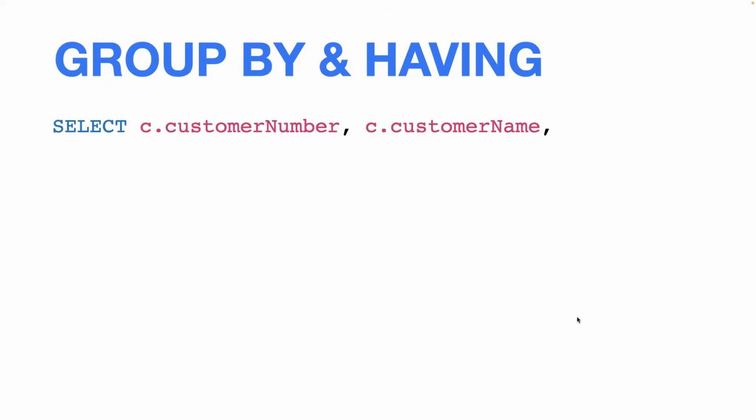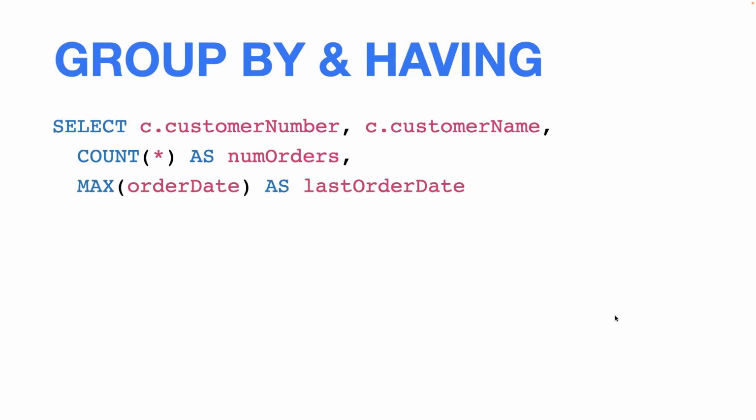So here's what we did. We selected the customer number and the customer name, and then we counted the number of orders as num orders. We counted the order numbers, but we could just count star, which is the number of rows as well. Then we took the max of the order date, and that is the last order date.